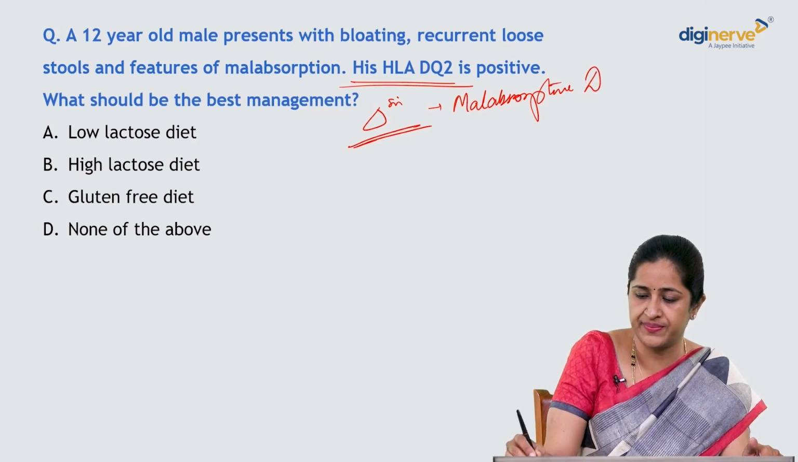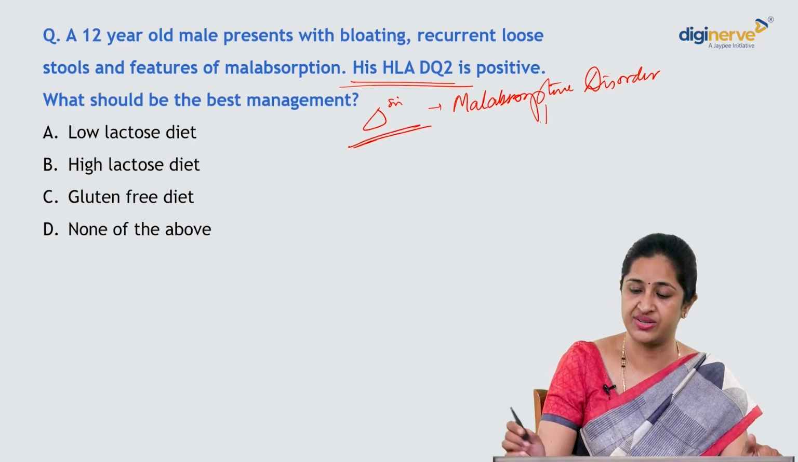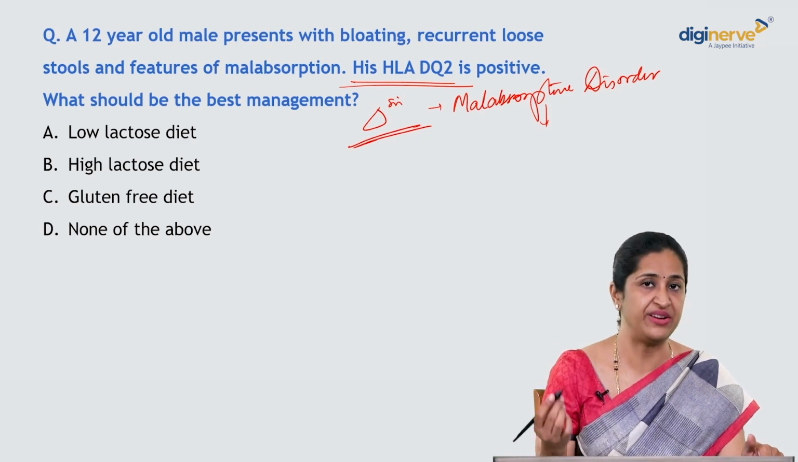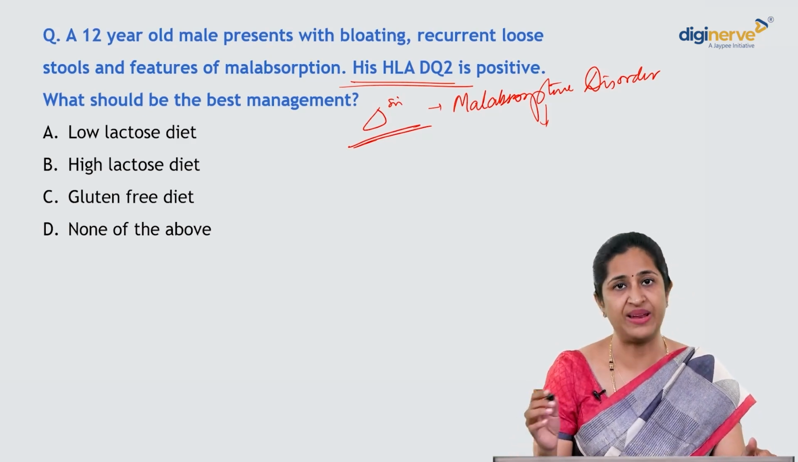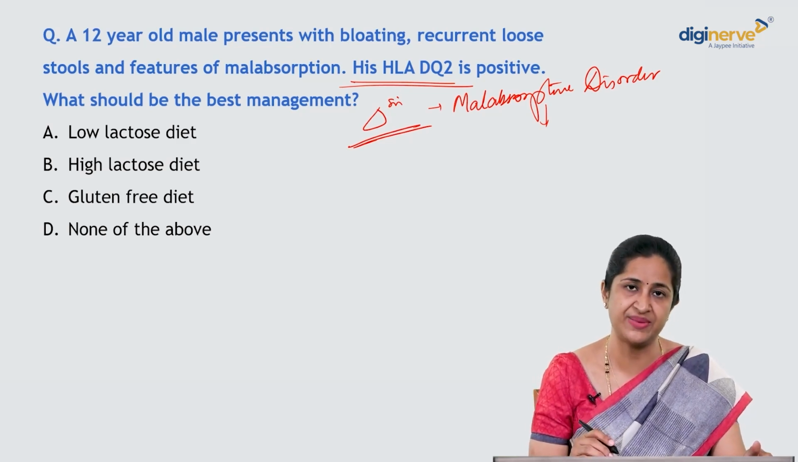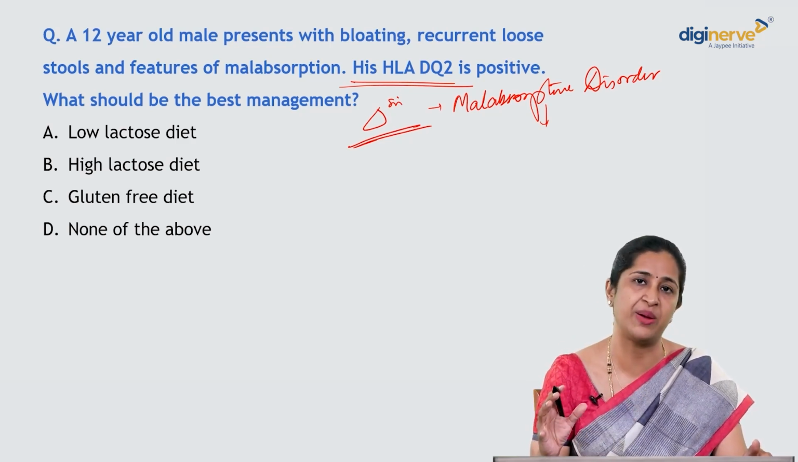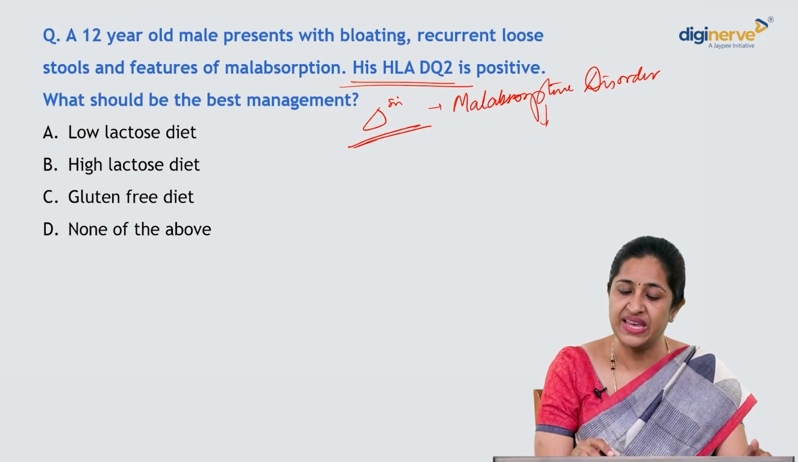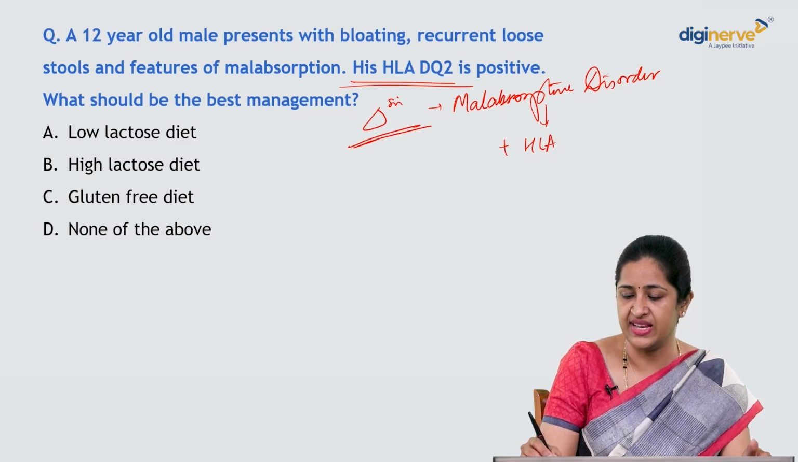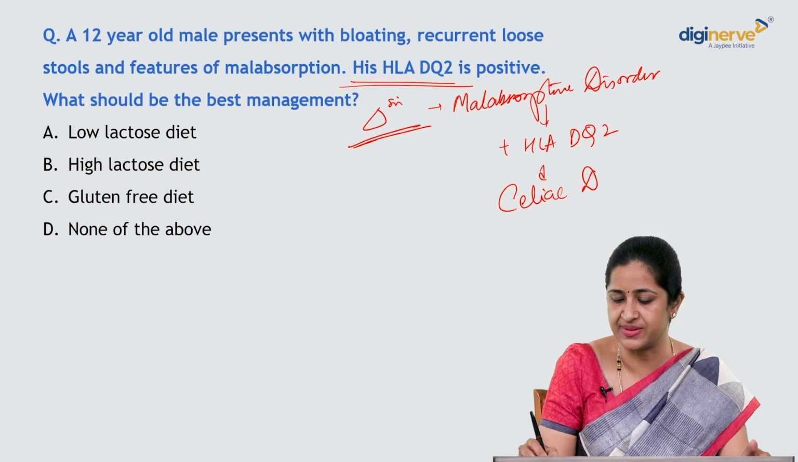malabsorptive disorder. If you look further, these children will also be severely malnourished and have all features of fat soluble vitamin deficiencies. So you have a malabsorptive disorder, and there are lots of malabsorptive disorders, but the commonest we see, especially up north, is celiac disease. In celiac disease, do we have HLA-DQ2 positive? Yes, HLA-DQ2 is positive in celiac disease.